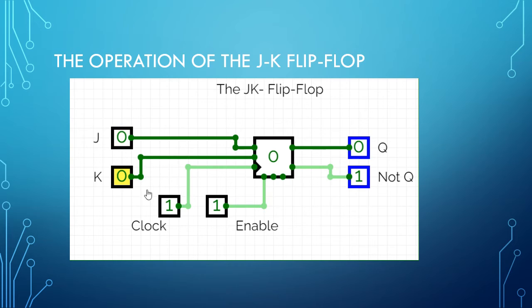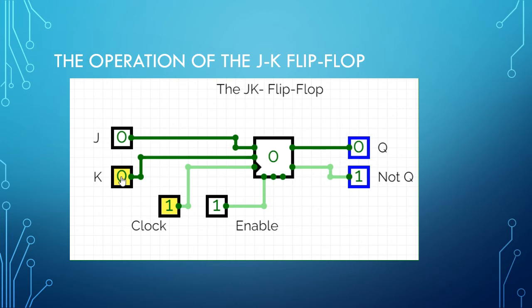Are all 0? Watch it. Clock off, clock on. Clock off, clock on. Note that nothing happens. The flip-flop is latched because the inputs are at 0. So 0 on the J and a 0 on the K latches the flip-flop in the state it was in previously.